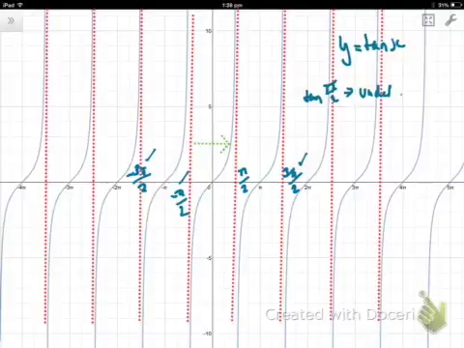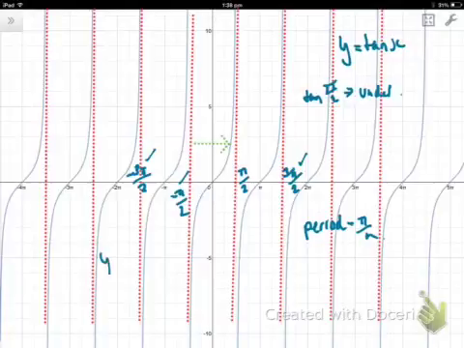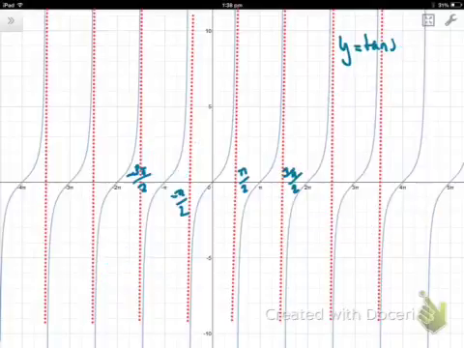And in fact, there's a formula for the period of tan graphs. And the formula is period equals pi over n. We'll get back to that in a moment. But the period of the standard y equals tan x graph, which is what we're looking at here, is pi. The distance between the two asymptotes. So that's y equals tan x.